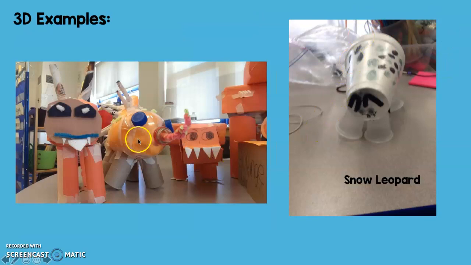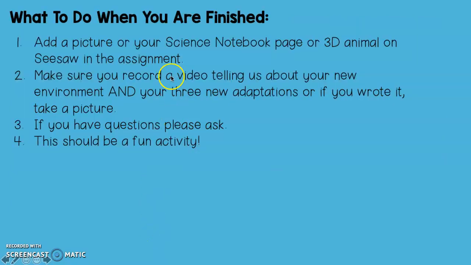Here are some 3D examples. Some people really got creative. And what to do when you are finished. Add a picture of your science notebook page or 3D animal on Seesaw in the assignment. Make sure you record a video telling us about your new environment and your 3 new adaptations. Or if you wrote it, take a picture.